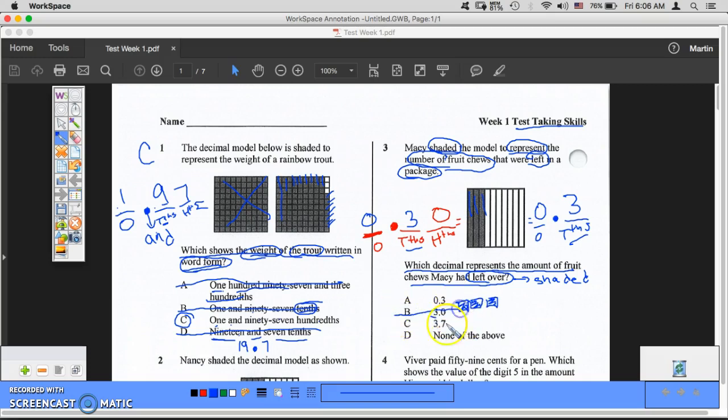That one's wrong. Letter C. Look at the 3. There is 3 whole groups. That's what it's telling me. Your picture does not have 3 whole groups that are shaded in. So letter C is gone.